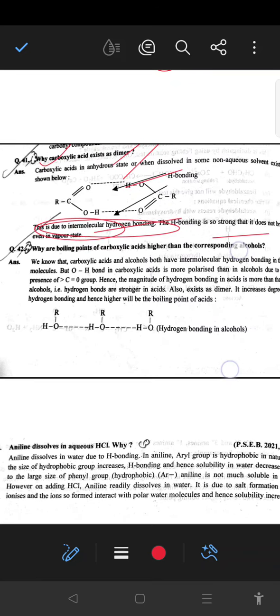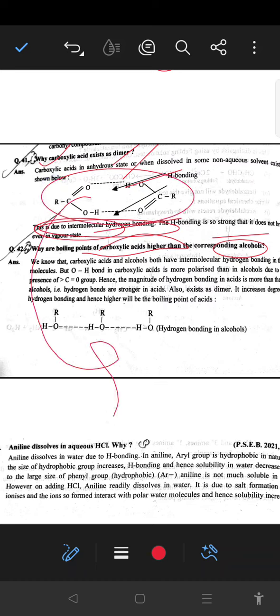Why are boiling points of carboxylic acids higher than the corresponding alcohols? The boiling point of carboxylic acid is higher than that of alcohol due to the magnitude of hydrogen bonding. In case of carboxylic acid, there is a dimer structure formation and the magnitude of hydrogen bonding is large. In case of alcohol, which also shows hydrogen bonding, the magnitude of hydrogen bonding is less. So that's why carboxylic acid has a high boiling point compared to the corresponding alcohol.